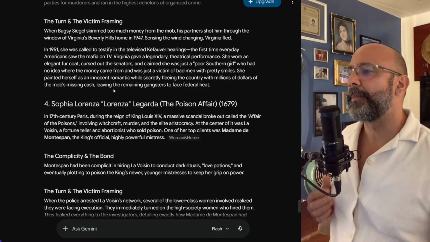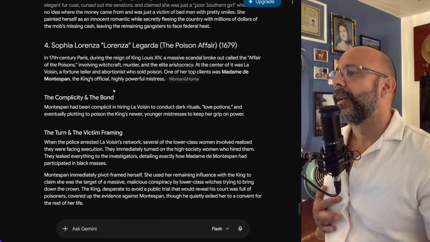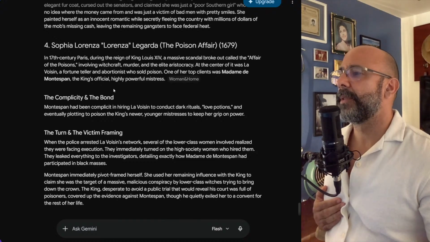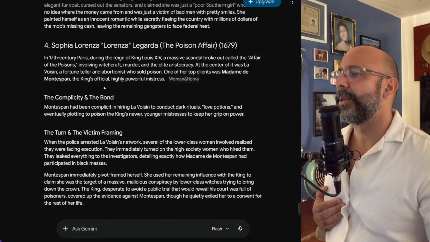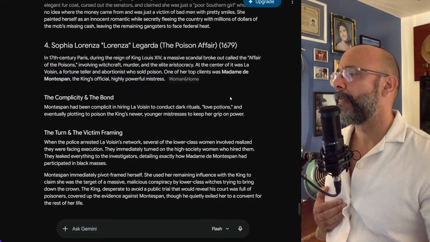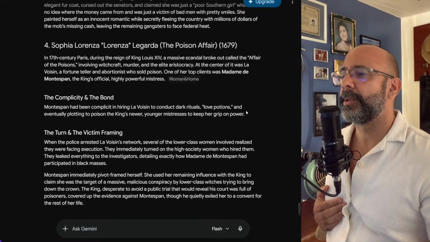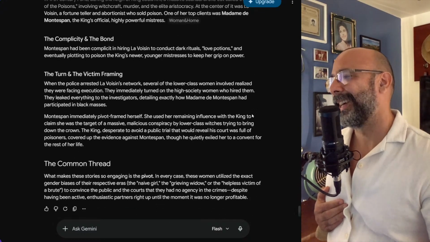Sophia Lorenza. 17th century Paris. During the reign of King Louis XIV, a massive scandal broke out called the Affair of the Poisons, involving witchcraft, murder, and the elite aristocracy. At the center of it was La Voisin, a fortune teller and abortionist who sold poison. One of her top clients was Madame de Montespan, the king's official, highly powerful mistress. Montespan had been complicit in hiring La Voisin to conduct dark rituals, love potions, and eventually plotting to poison the king's newer, younger mistress to keep her grip on power.